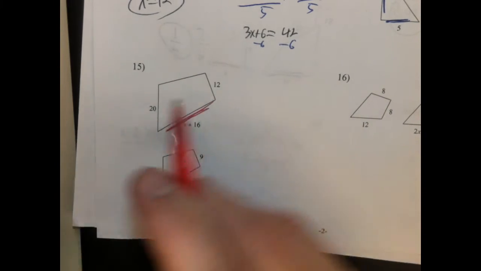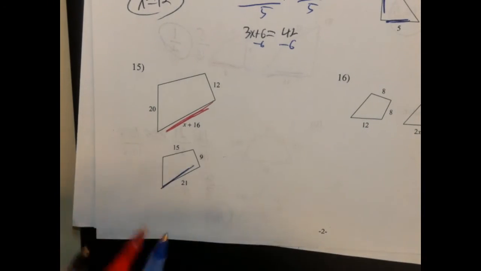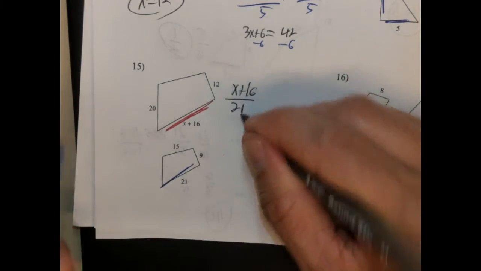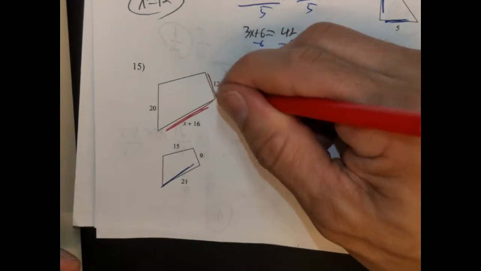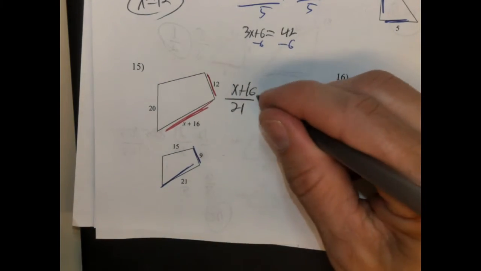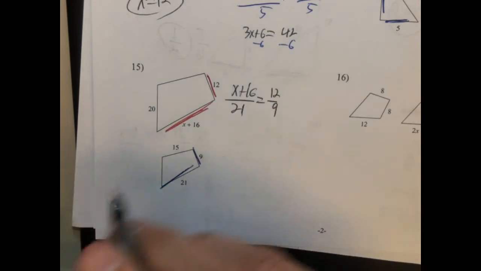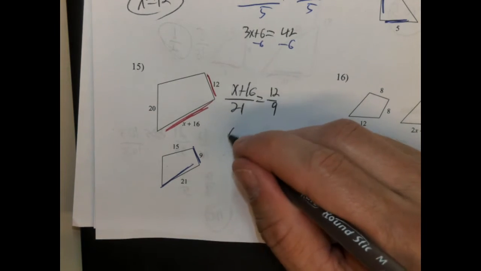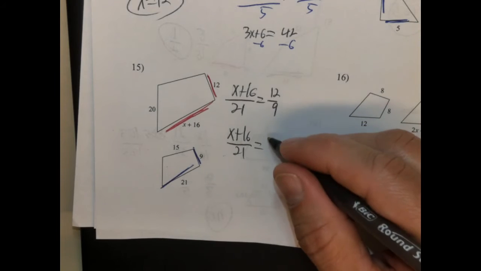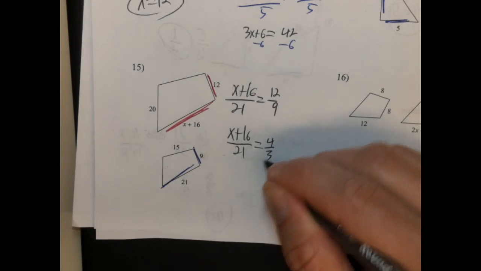Okay, so red over blue. So we're going to have x plus 16 over 21. And then red over blue equals 12 over 9. Let's divide these by 3. So x plus 16 over 21 equals, divide these by 3, so 4 over 3.